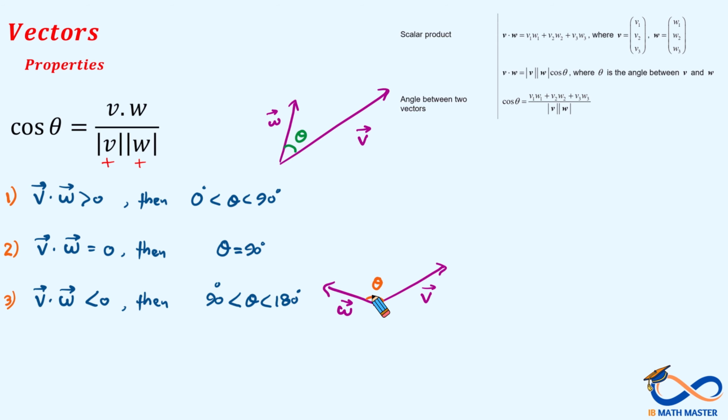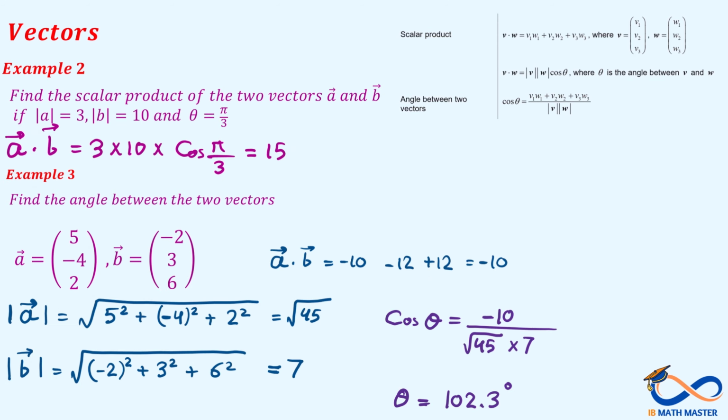So if we go now to our previous two examples that we did today, as you notice, when we did the scalar product between A and B, it's 15, which is positive. That's why the angle between the two vectors is acute. It's here 60 degrees or pi over 3 radians. But here, when we multiply the two vectors, the answer is negative. It's negative 10. So that's why here the angle is obtuse, bigger than 90 degrees.